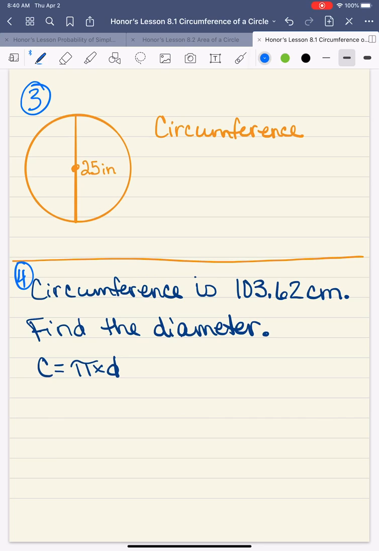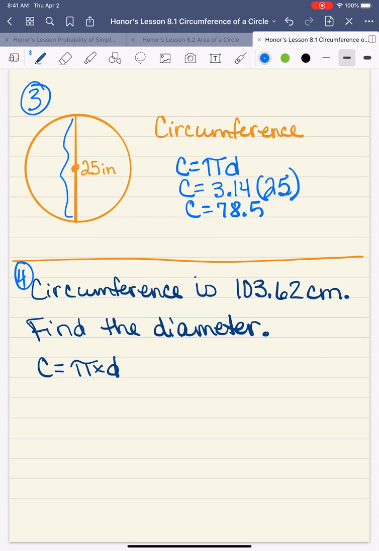Example 3. Start with writing your formula. Circumference is equal to pi times diameter. We're using 3.14 for pi. On your practice problems today, it will tell you on each problem what you're going to use for pi. And then we're going to multiply that by the diameter. Double check, so that is the diameter, 25. And plug that in. So circumference is 78.5 inches.